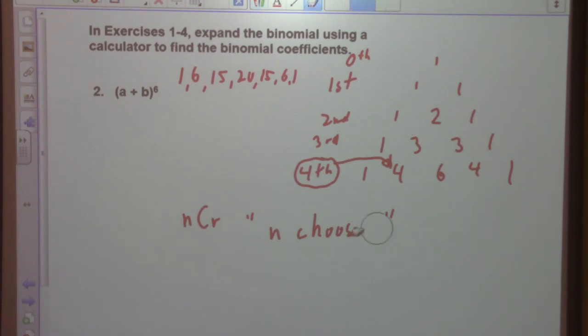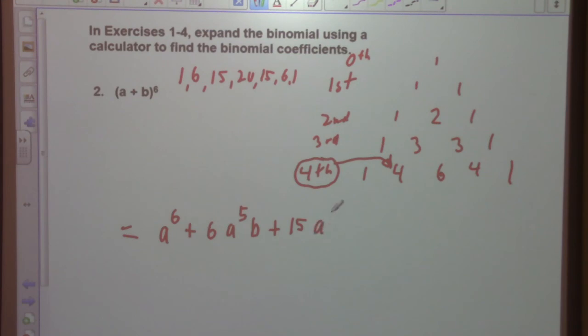So for this problem, we could write out our answer as 1 a to the 6th plus 6 a to the 5th b plus, what's the next number? 15 a to the 4th b squared plus 20 a to the 3rd b to the 3rd plus, and I'm just going to write down here, 15 a squared b to the 4th plus 6 a b to the 5th plus b to the 6th. And so that's going to be our answer.